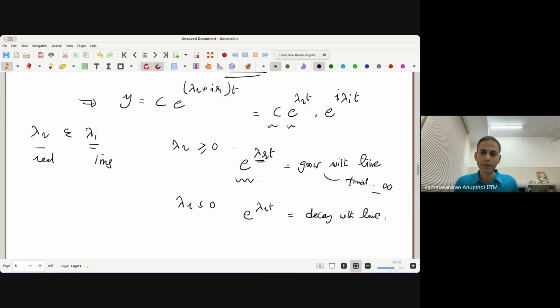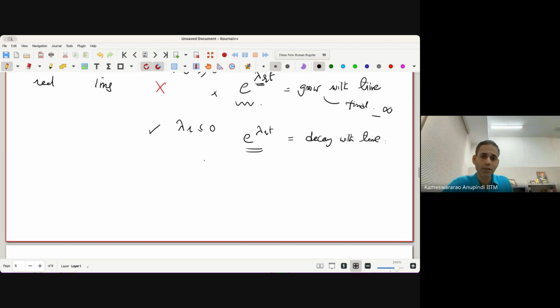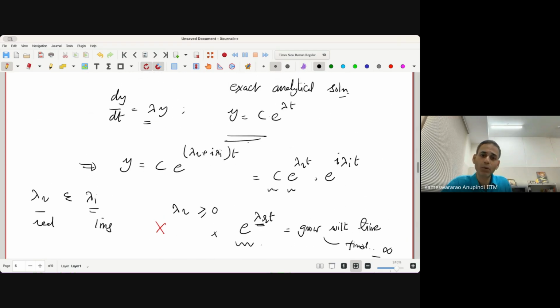So as a result, we will not be interested in values of lambda r being positive. This case is ruled out. We are only interested in cases where lambda r is less than or equal to 0. Then it is e to the power lambda r t, where things decay with time. This is possible in physical applications. If I consider only the real part, I want to keep the imaginary part on hold for some time.